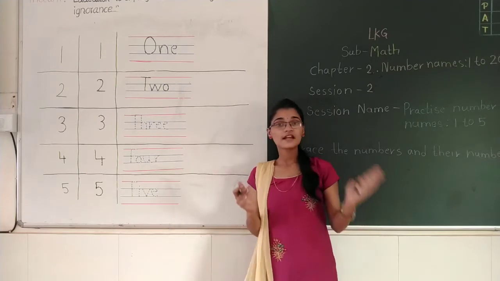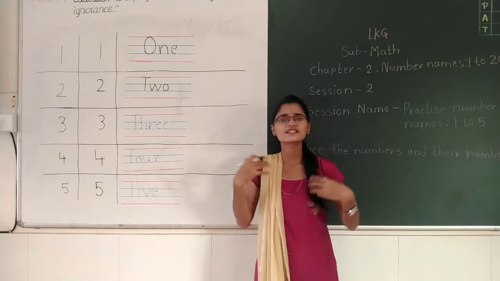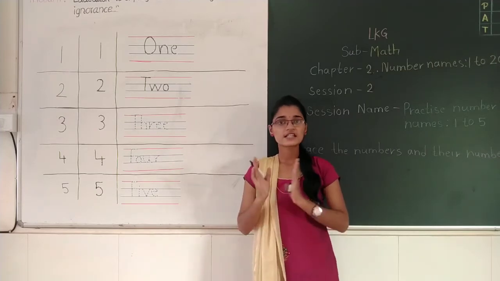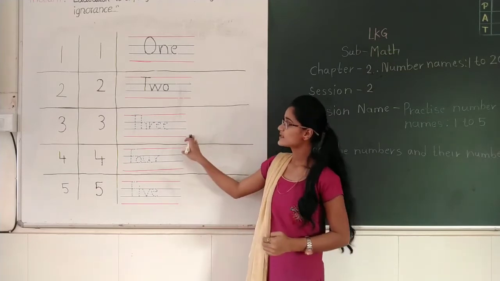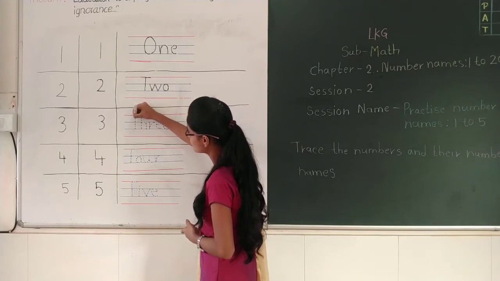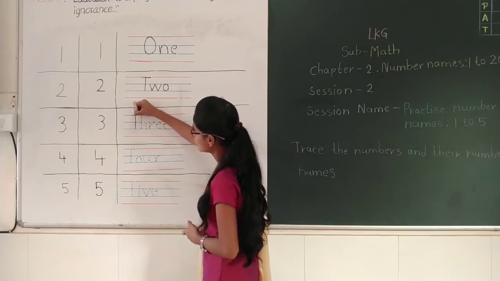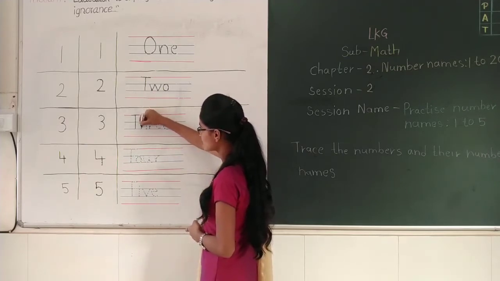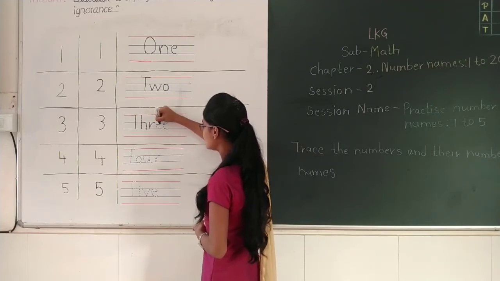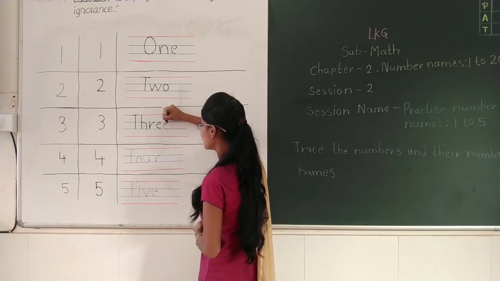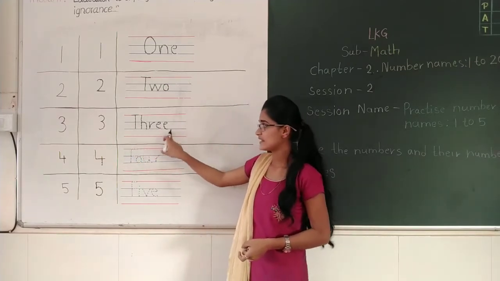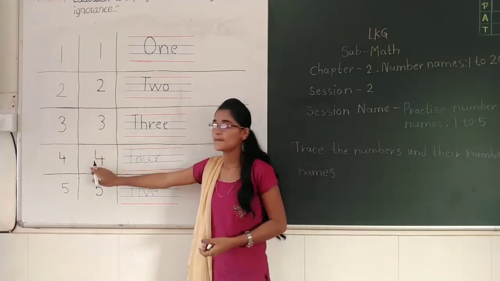After 2, which number will come next? Number 3. What is the spelling of 3? You have learned it, right? Tell me the spelling of 3. T-H-R-E-E, 3. Now I am going to trace this spelling. First of all, I am going to trace T. Then H. Then R. Then E. Again E. Now read the spelling. T-H-R-E-E, 3.